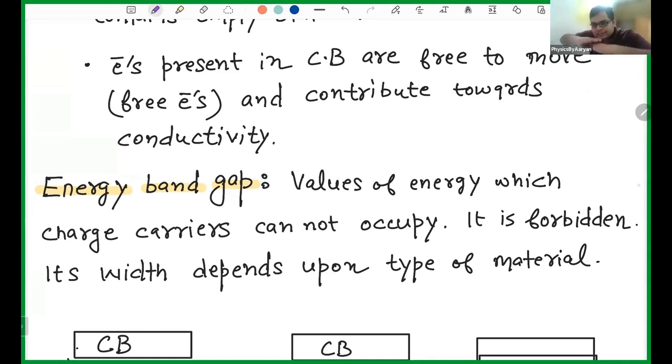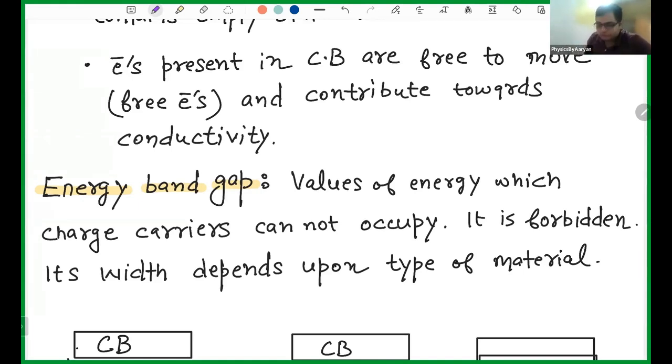free, there are some energy levels which are not possible. So either your electron can be bounded or your electron can be free. There is nothing in between which can happen. So that in between is known as the energy gap. These are those energies which cannot be taken.